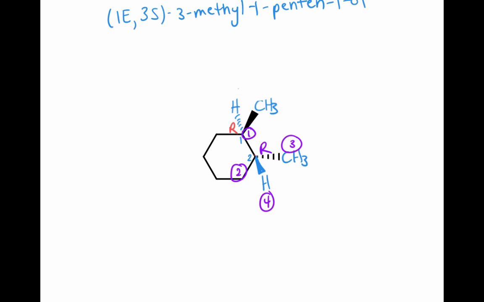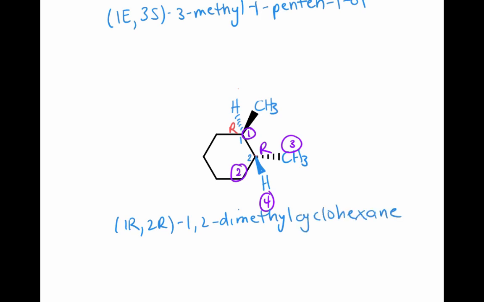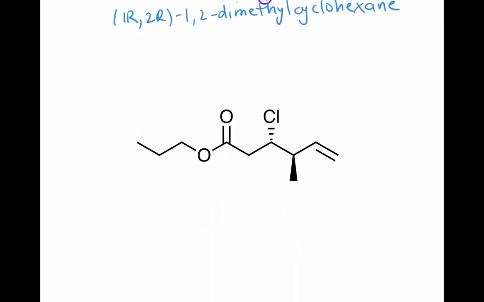Okay, so that means that at the beginning of this name, we're going to have 1R, 2R, and then all we need to say is 1,2-dimethyl cyclohexane. All we have to say. That's so funny. All right, so 1,2-dimethyl cyclohexane. Let's get into a really good one now.